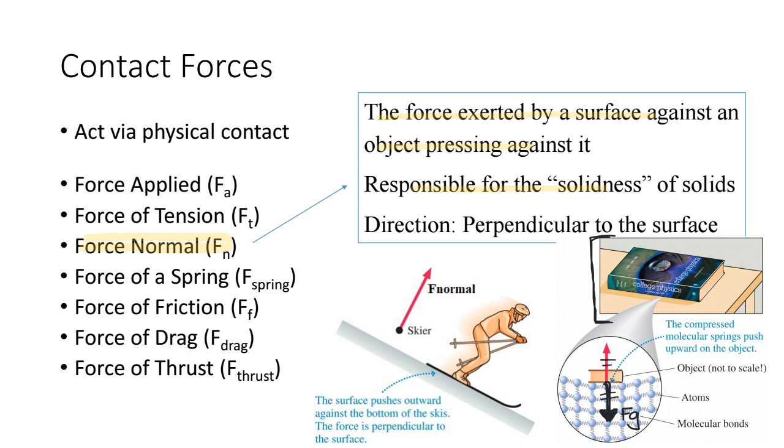In this case, the upwards force is coming from the particles of the table itself pushing backwards, the compressed molecular springs pushing upwards on the object. So what's actually happening is that the table itself is pushing back. And that is your force normal. The force normal is typically going to be equal and opposite to gravity in the direction that's perpendicular to the surface. So if your object is not flat, it's not going to be perfectly equal and opposite to gravity, and we will explore those situations in a later lesson.